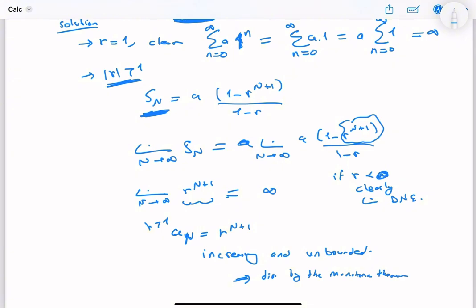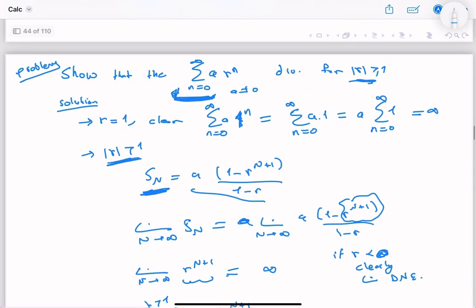Alright, so this is what we have. So the limit of this, in either case, it's either infinity or it doesn't exist, right? So in either case, the limit does not exist, and thus the series is divergent for r strictly bigger than or equal to 1, right?